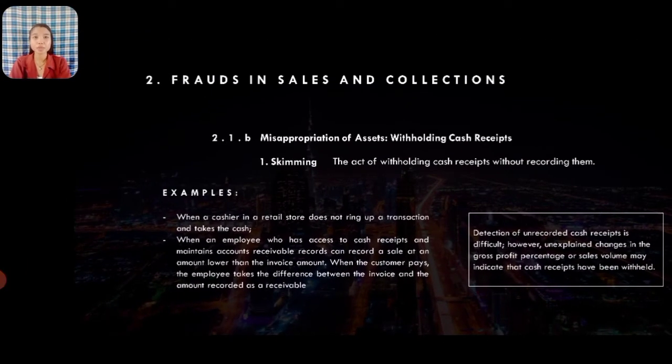So, let's move on to the first misappropriation of asset, withholding cash receipts. The number 1 is skimming. When we say skimming, it is an act of withholding cash receipts without recording them. Actually, skimming is one of the most common occupational frauds because it is done by removing the cash from the victim entity prior to its entry in an accounting system.